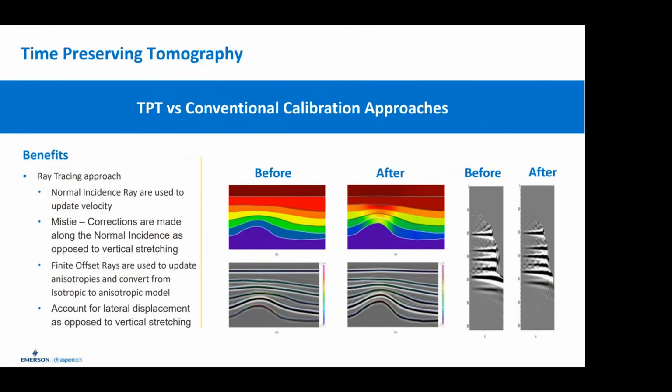So it's a ray tracing approach, and the normal incidence rays are used to update the velocity. For the mis-ties, the corrections are made along the normal incidence as opposed to just a vertical stretching, and we account for lateral displacement as opposed to just the vertical stretching. On the right side of the screen, you can see what we meant a few times, by Zvi and myself, regarding the state of the pre-stack gathers using those different velocities.